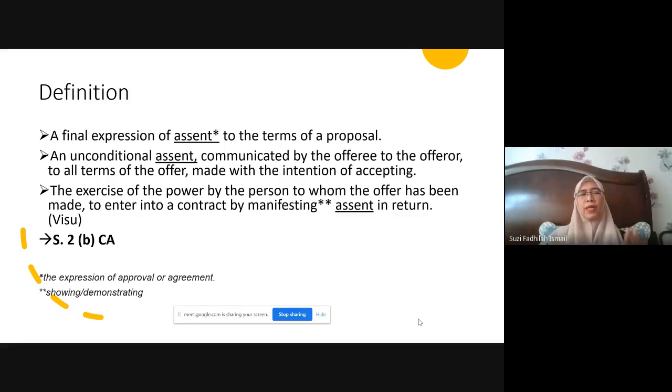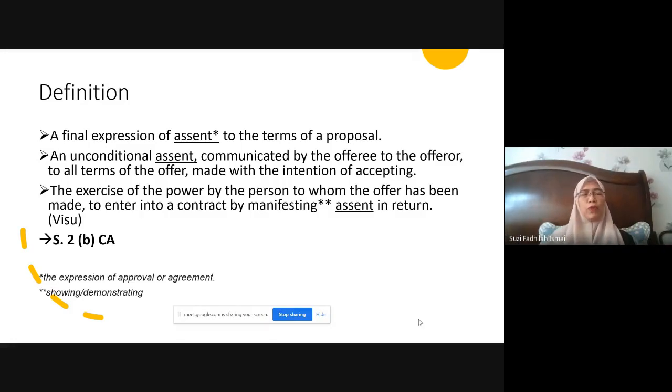We have many styles, many variations of definition here, but they share the same keywords. As you can see that I have underlined, the word is assent. The first definition: a final expression of assent to the terms of proposal. Assent means approve, or you agree. Agree to what? Agree to the terms of a proposal. So there must be a proposal in the first place. Then only it can be followed by acceptance or assent. We call it expression of assent.